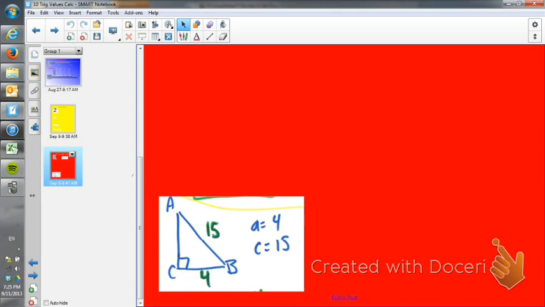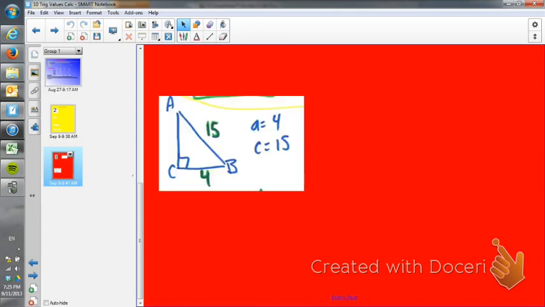Now, if I wanted to find my missing side, there's a couple different things I could use. I could use trig again because I've already found one of my angles. But my other option is that I could just use the Pythagorean Theorem. So I know that, let's call this missing side x, x squared plus 4 squared has to equal 15 squared. And I can use the Pythagorean Theorem to solve for my missing side.